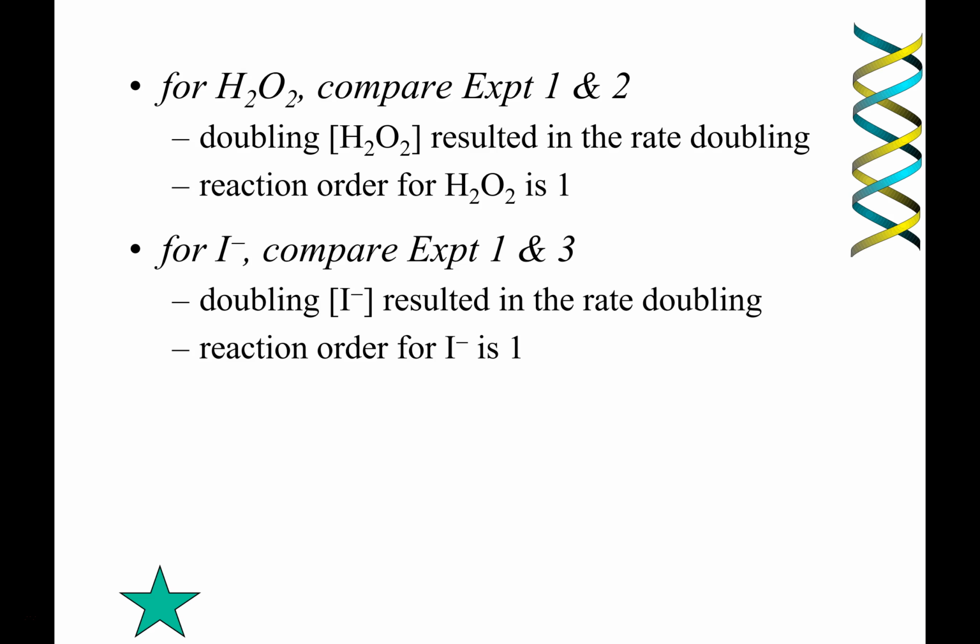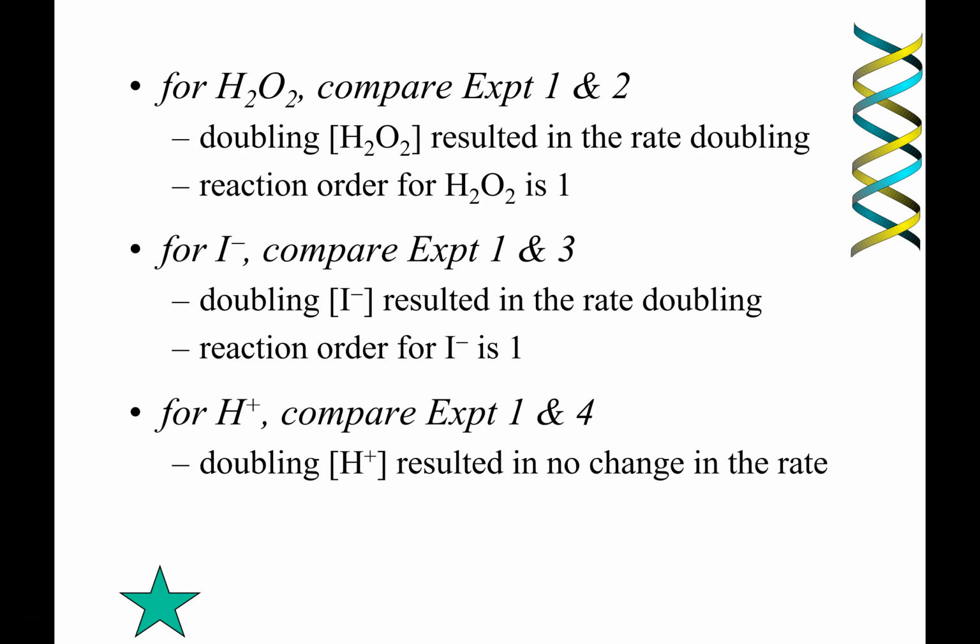And then last but not least, for the H plus, we can look at the first and the last run. And when we doubled the H plus, there was no change in rate. That means it's zero order. So we have now filled in our M, N, and O as 1, 1, and 0, respectively.